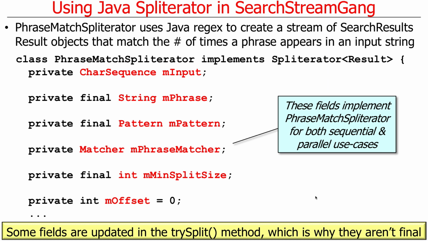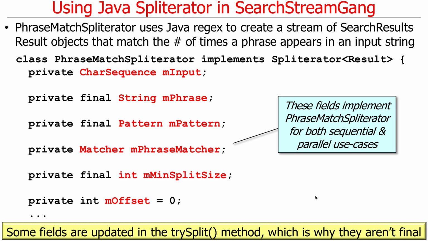So the first field we have up here is mInput, which is a CharSequence, and that's just the string that we're looking at. And I use a CharSequence because I want to be able to do subsequences of this input string. I want to be able to split it in parallel streams without paying the cost of copying. So CharSequence will let you do that, whereas String copies the contents when you do a substring, so it's much more expensive. So that's why we use a CharSequence.